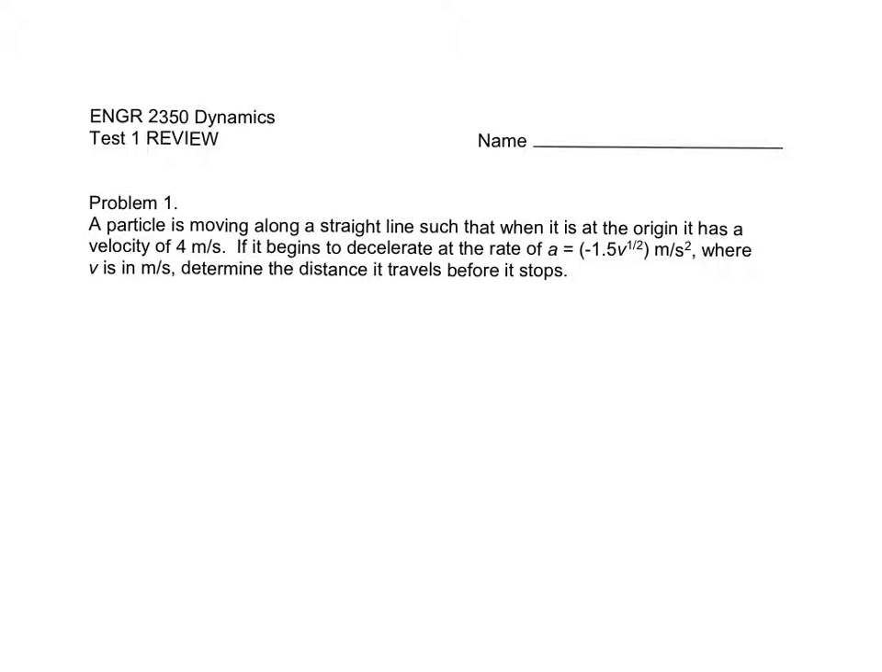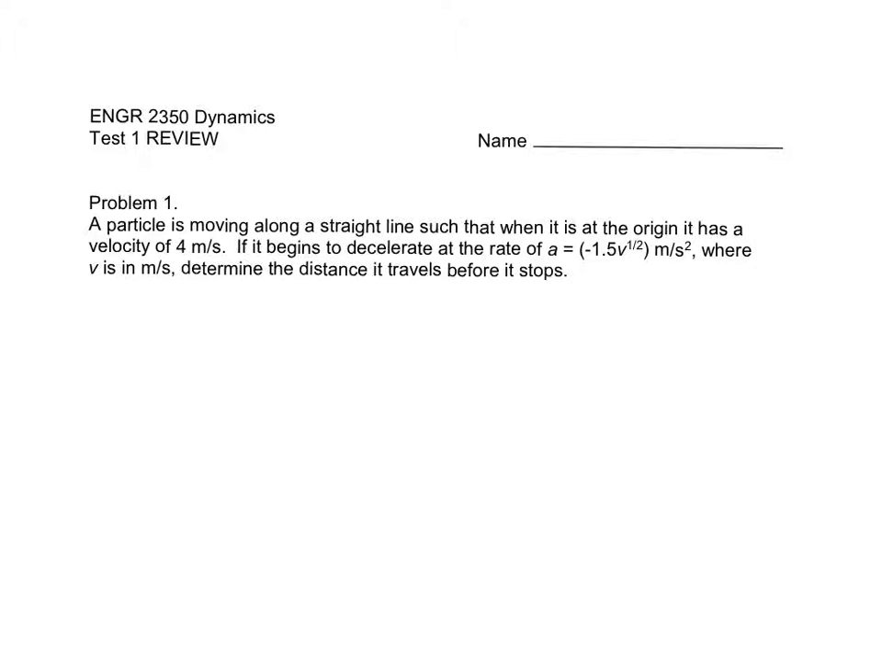Okay, so here is our review for test 1 for dynamics. So here's this first problem. A particle is moving along a straight line such that when it is at the origin it has a velocity of 4 meters per second. If it begins to decelerate at a rate of, acceleration is negative 1.5 v to the 1/2, determine the distance it travels before it stops.